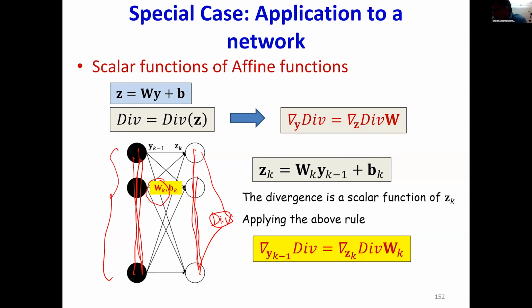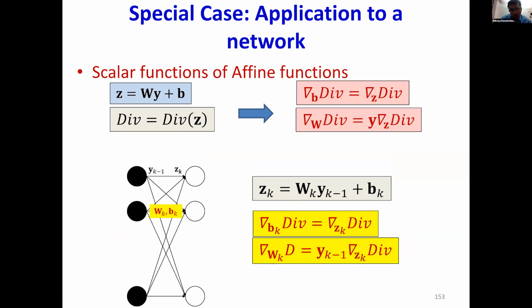So, sorry, is that right? Yeah, this one. So the derivative of the divergence with respect to this weight is going to be the input times the derivative of the divergence with respect to the output. That makes sense? Everyone? And you will see the sizes fit.